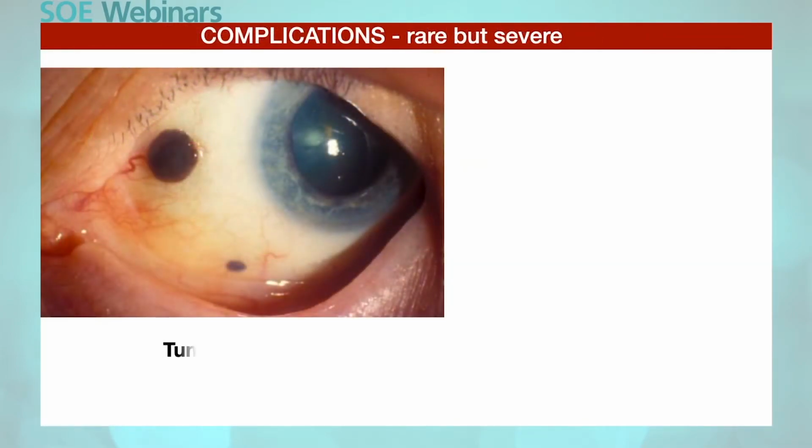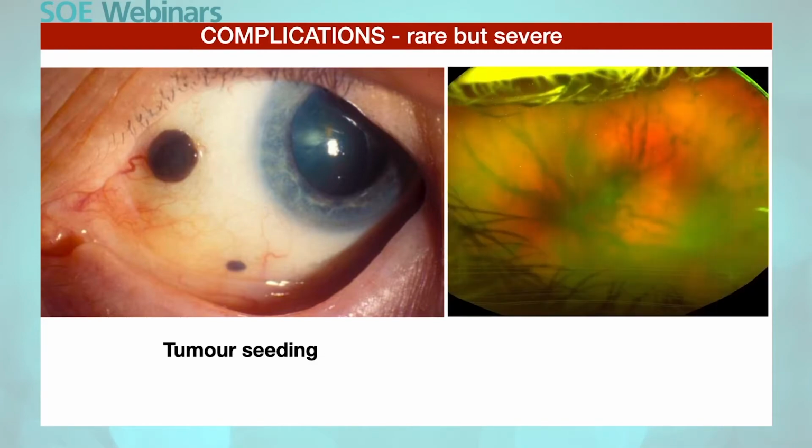Severe but rare complications are tumor seeding. We haven't seen one in the last 10 years, but we've seen one in the early days of our biopsies, and endophthalmitis, which unfortunately happens perhaps once every 2 years in these cases. Again, we try everything to prevent it, obviously.